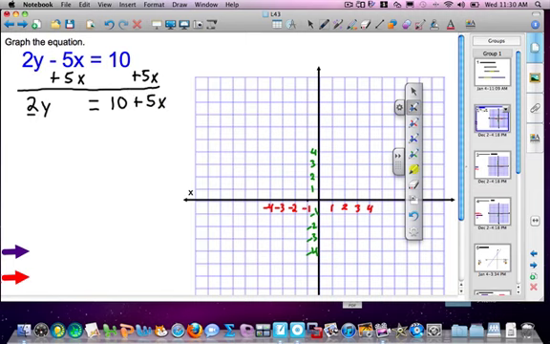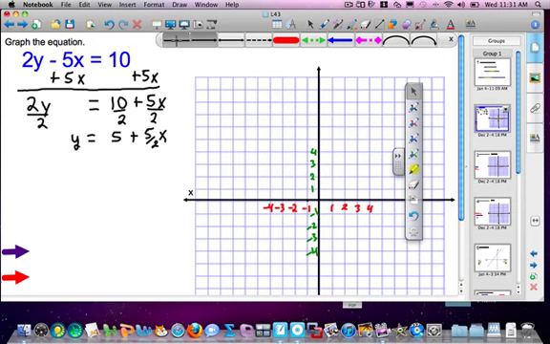The final step will be to divide both sides by 2. Since the right side has two terms, I must divide both of those terms by 2 as well. This yields the equation in function form as y equals 5 plus 5 over 2 times x. The next step is to build an xy chart. This will give me the ordered pairs that I need to graph the equation.